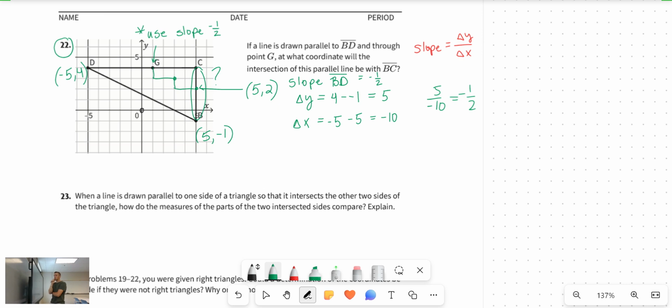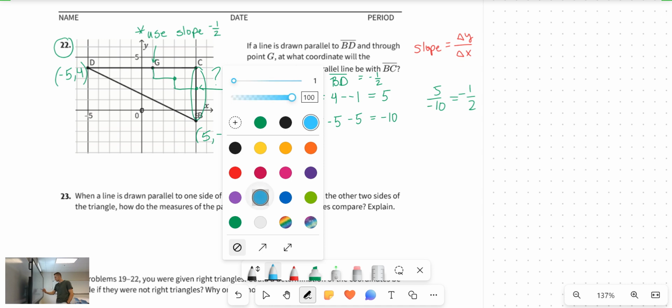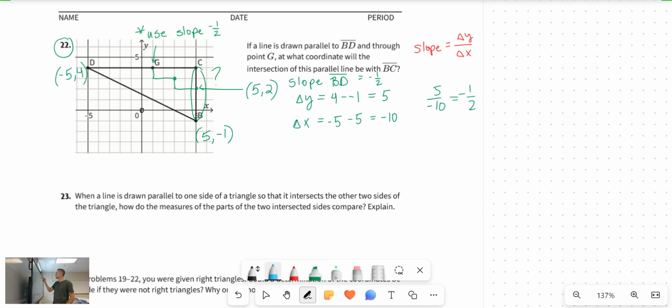Now, we could also explore this using proportions, right? Let's do that real quick. We'll do this in blue again. So let's see proportions. If we're going from C to D, we have 1, 2, 3, 4, 5, 6, 7, 8, 9, 10, right? So the whole way is 10, but G is only 4 away, right? But this is only 4.